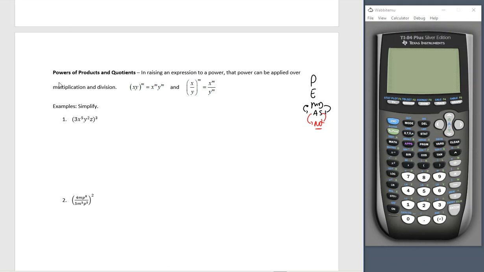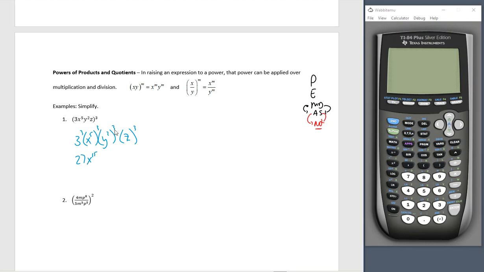So here we go. So 3x to the 5th, y squared, z, and then all cubed. According to this rule of powers of products, I'm going to have 3 to the 3rd, x to the 5th to the 3rd, y squared to the 3rd, and z to the 3rd. My 2's look a lot like z's, so I'll always cross my z's. 3 to the 3rd, 3 times 3 is 9, 9 times 3 is 27. Remember, a power raised to a power we multiply, so that's x to the 15th.